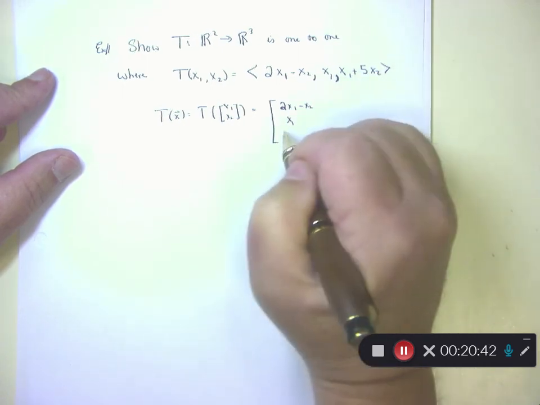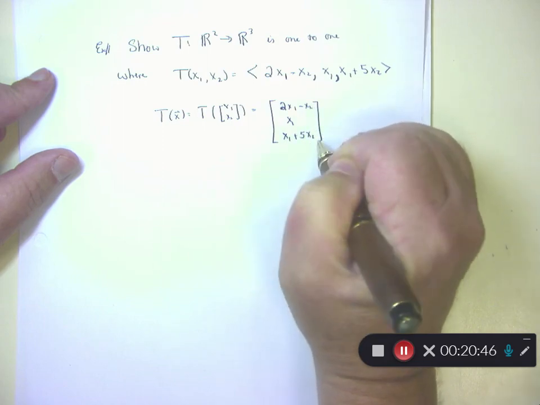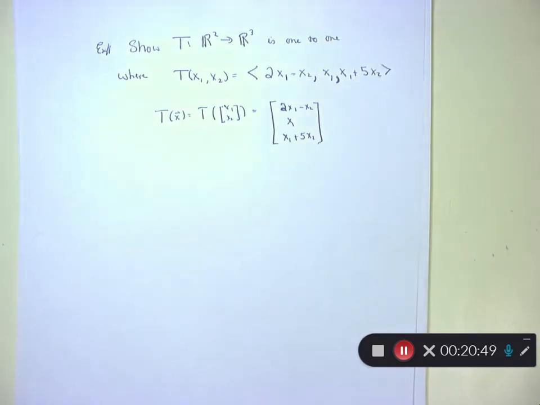x1. What is the third component? x1 plus 5x2. Now, what I'm trying to show you in this particular example is I can write vectors as row vectors, or I can write them as column vectors.